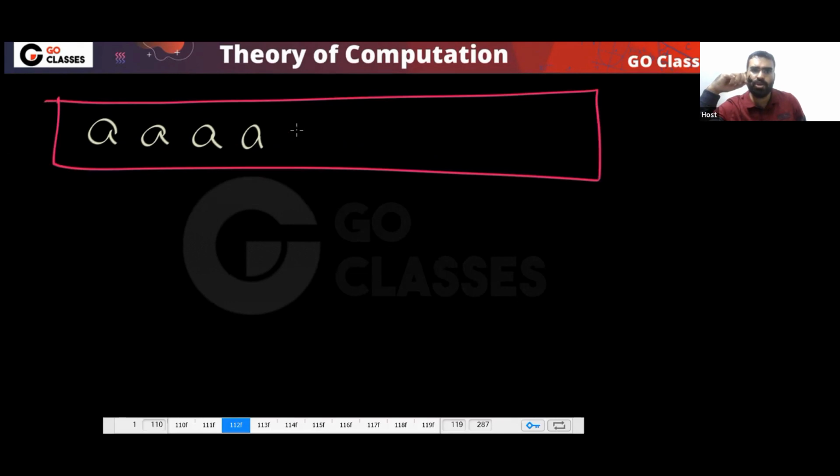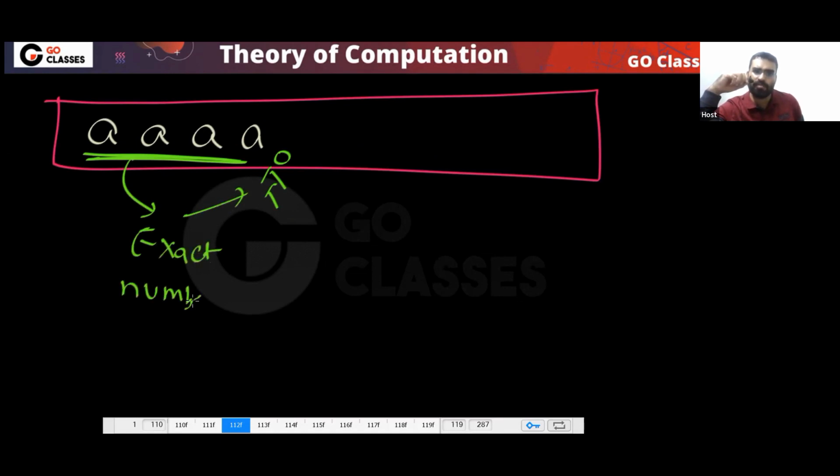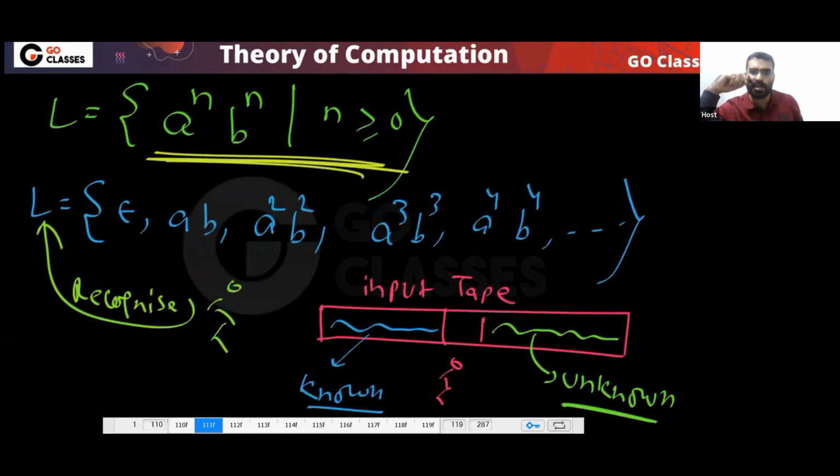If you are here, let's assume you are here, do you need to remember how many A's you have seen? Do you need to remember this exact number? Yes. Why? What is the reason? The reason is very simple: ultimately you want these many B's, because the number of A's must be the same as the number of B's.